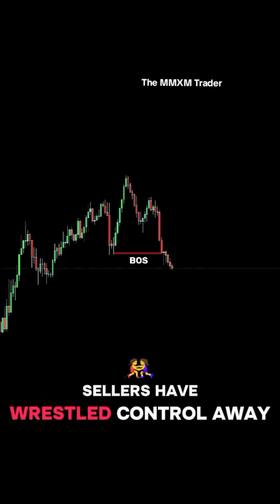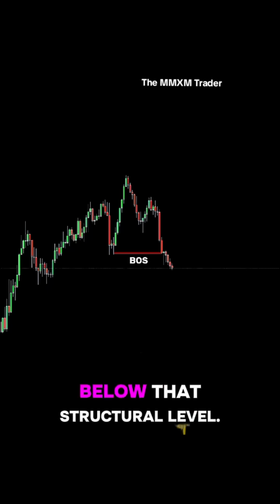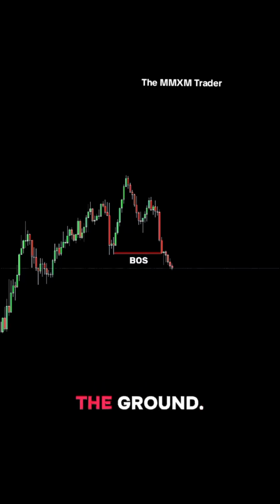Sellers have wrestled control away from buyers. But a quick technical note here. When we look for this break, we aren't looking for a wick. We need to see a candle body closing below that structural level. A wick is just a rejection. A close is a statement. It tells us the sellers are holding the ground.